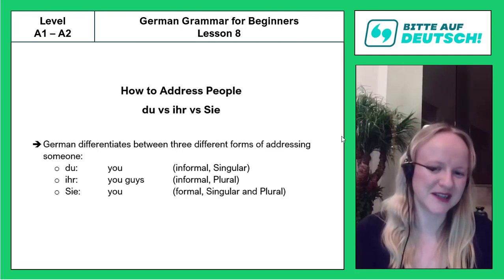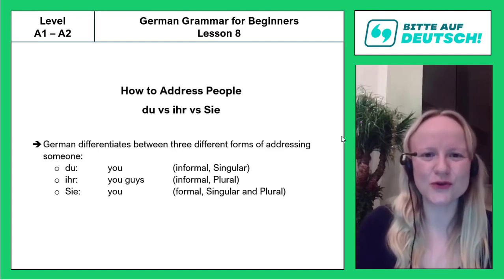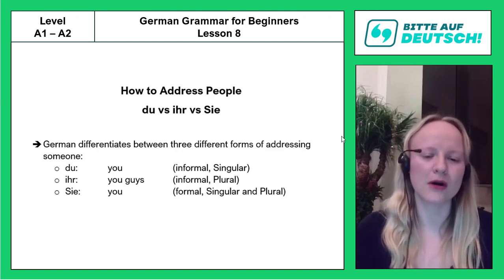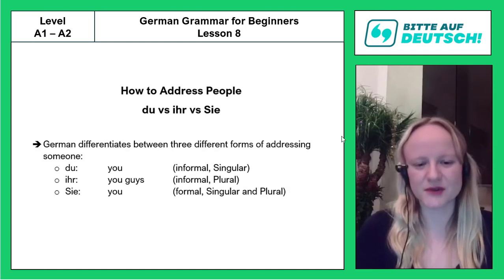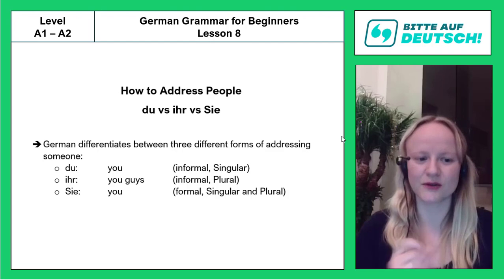But if you want to be perfect, and of course you do, because that's why you're watching my lessons, you will be using du for a person whom you are on acquainted, familiar terms with in an informal setting, and you're talking to one person only, okay?